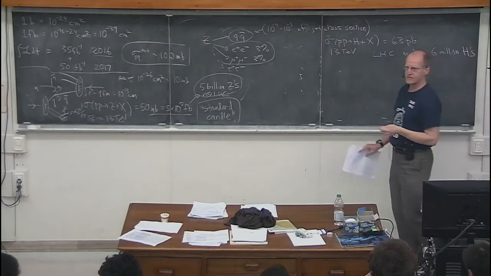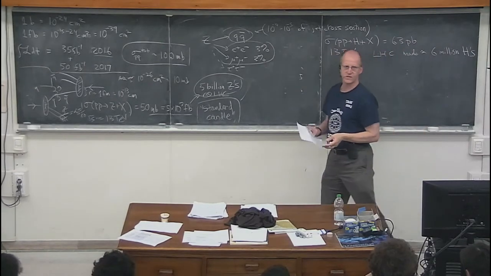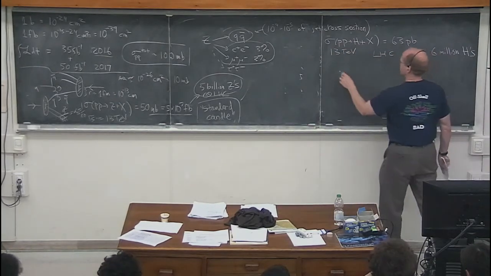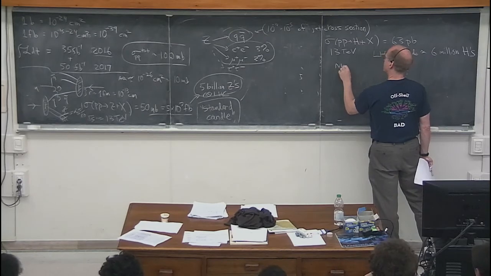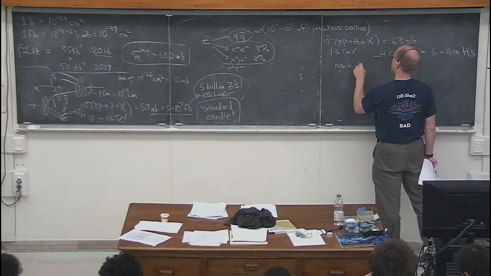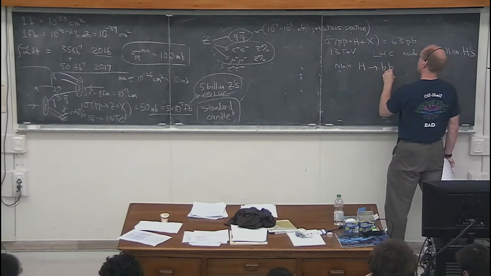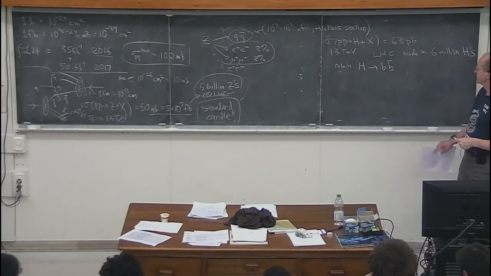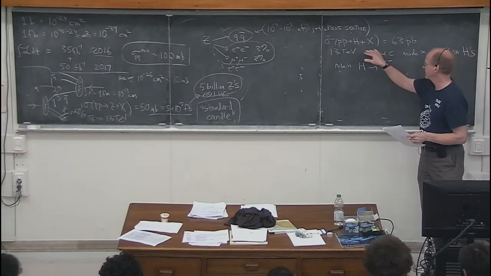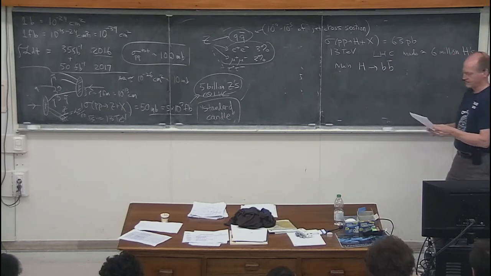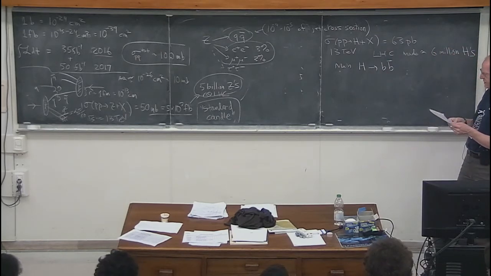As in the case of the Z, most of those Higgses are completely undetectable. The main decay of the Higgs is to b b-bar, and it's impossible to see it unless you know something about other things that are associated.